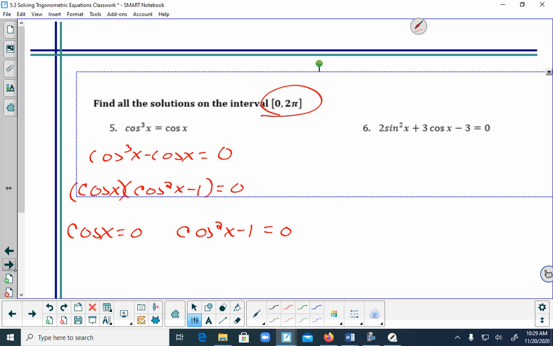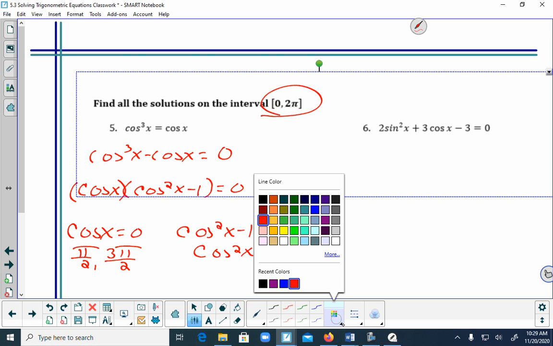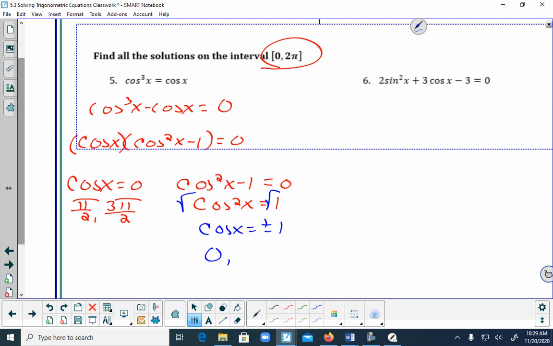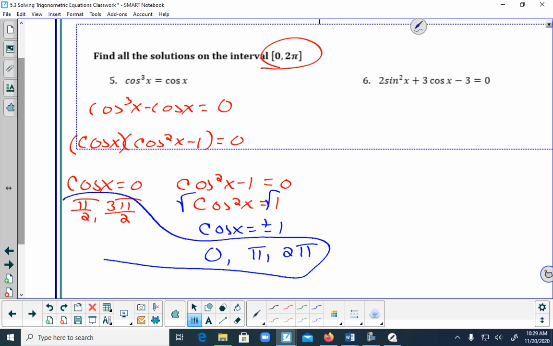When is the cosine equal to 0? Well, that happens at pi over 2 and 3 pi over 2. For this one, I'm going to add 1 to both sides, take the square root, so cosine x is equal to plus or minus 1. Well, that happens at 0 and 2 pi, and then it's equal to negative 1 at pi. So those are 0, pi, 2 pi. So these are all my solutions. And again, not adding multiples of 2 pi because I just want one lap around the unit circle.